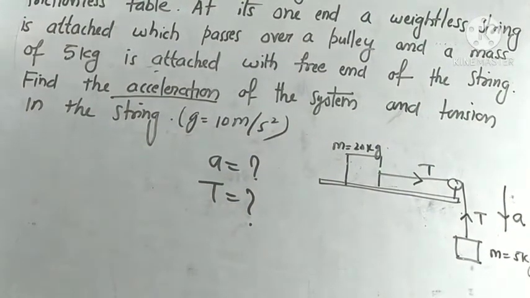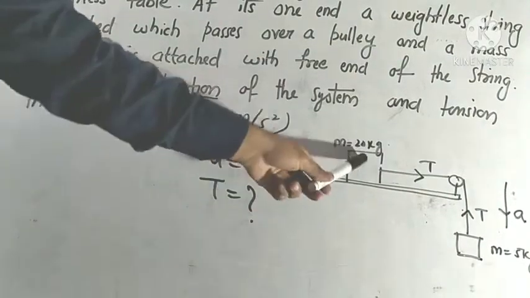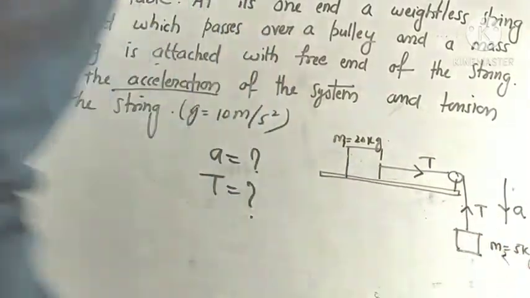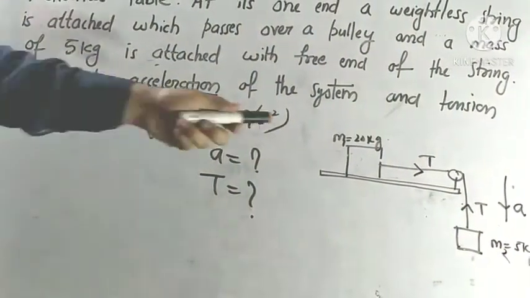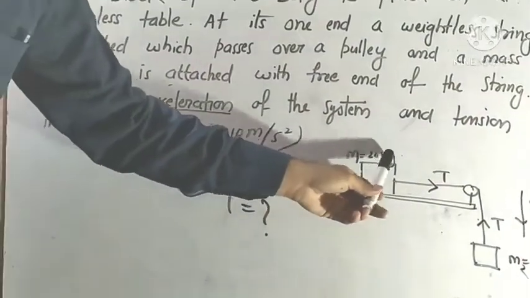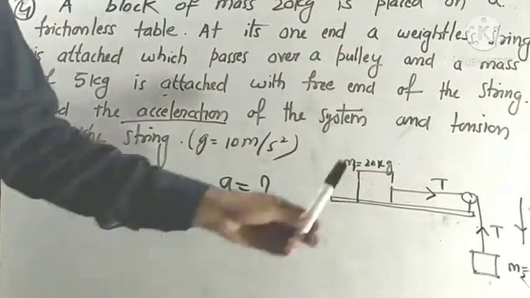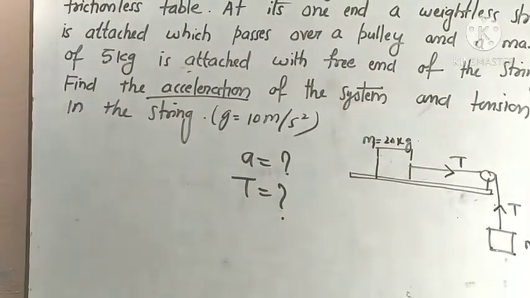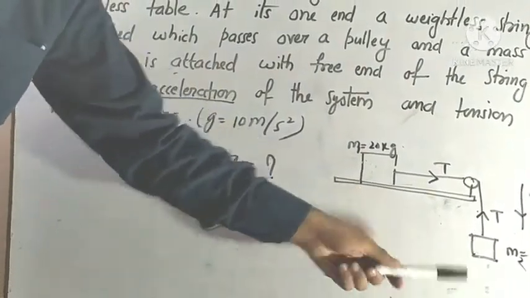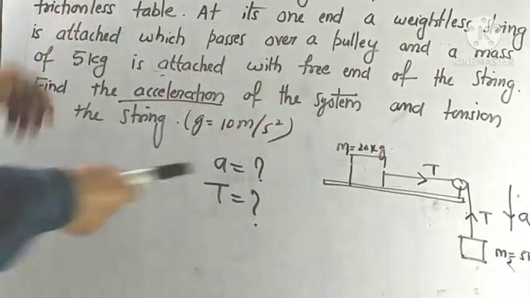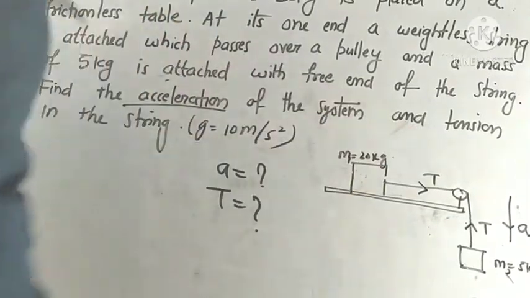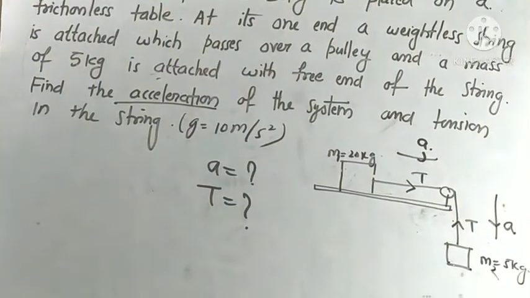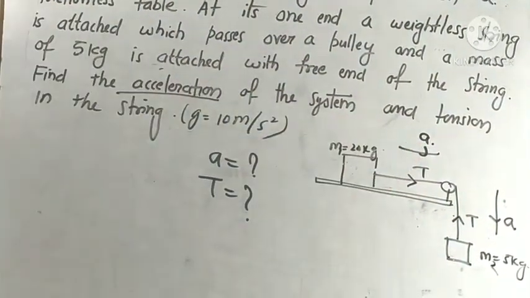In this figure, two bodies having masses m1 and m2 are connected through a string having tension T, which passes over a frictionless pulley. The second body will move vertically downward with acceleration a, and the first body moves to the right-hand side with the same acceleration a. Now we have to find these two unknown quantities, acceleration and tension T in the string.